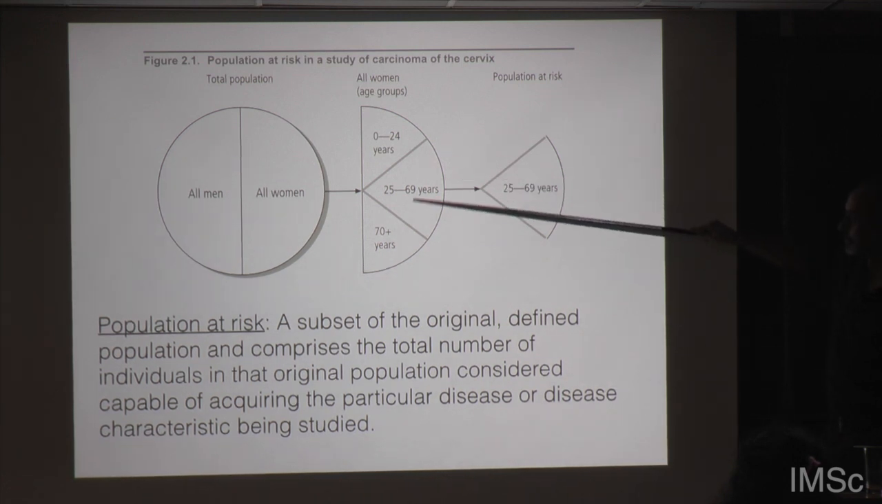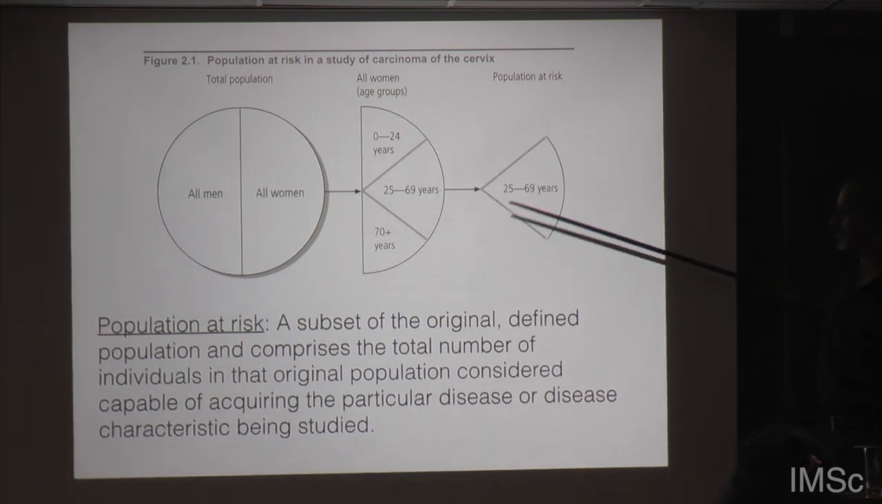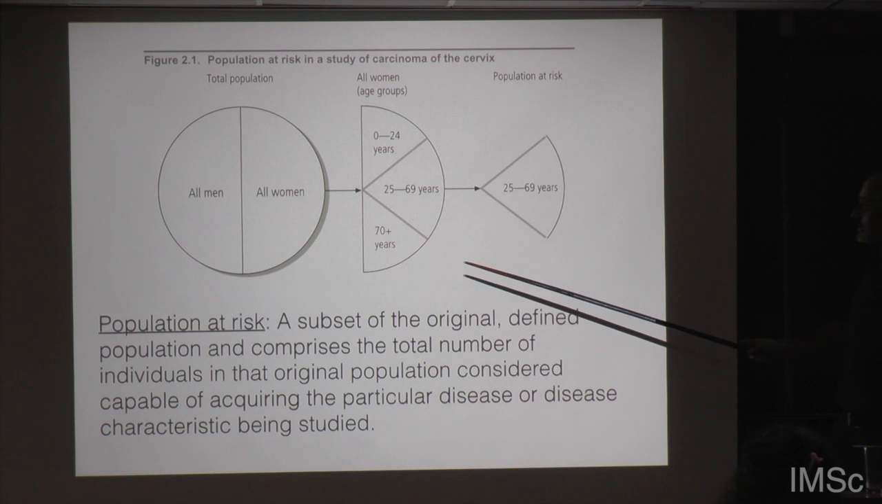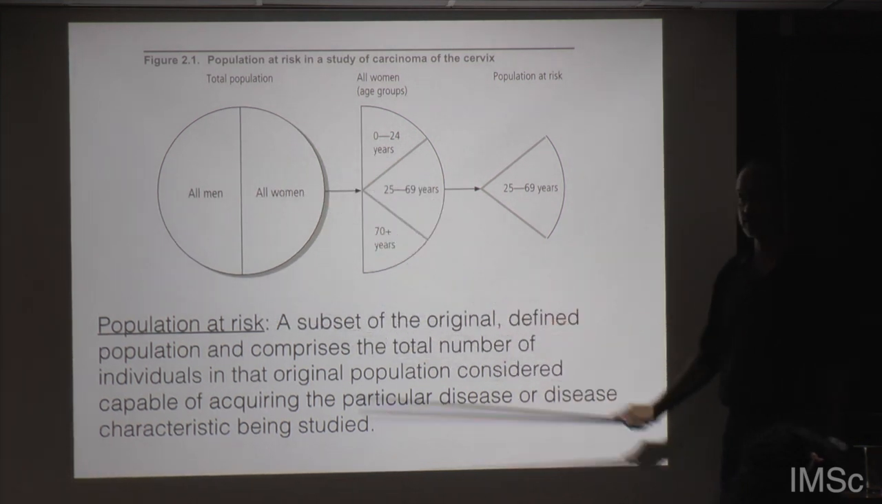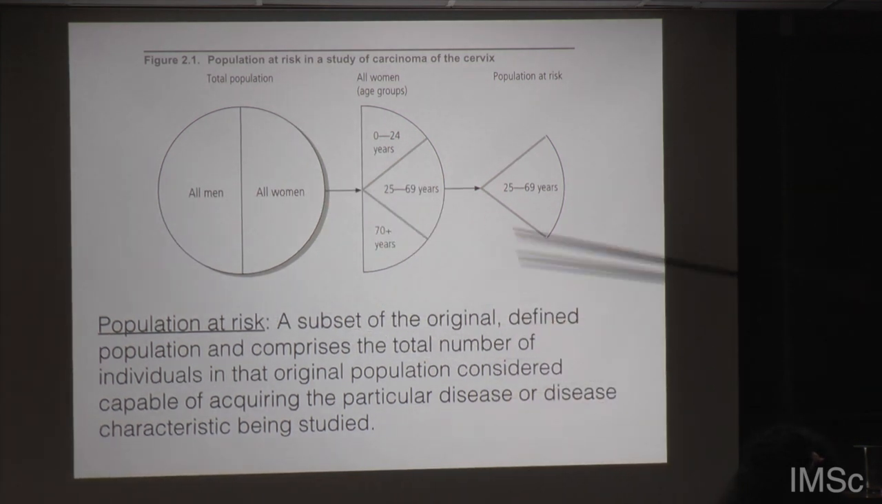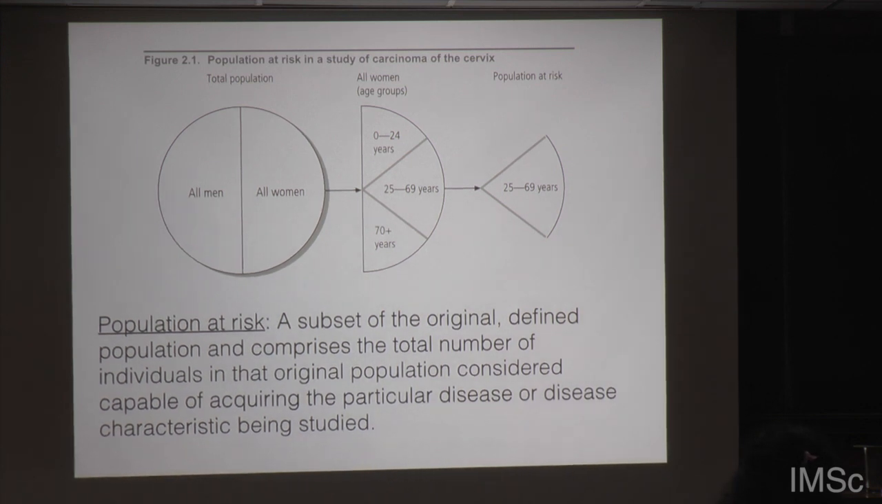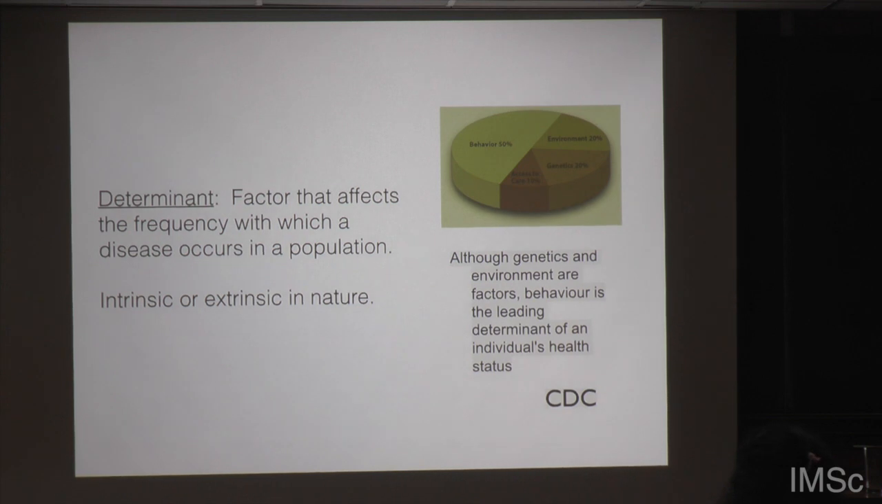Okay, it's this particular subgroup of the total population that is interesting to you from the point of view of this particular disease. Okay, there may be other diseases in which this whole circle is of importance to you. So this defines a population at risk, that fraction of the population that is capable of acquiring the particular disease or disease characteristic that you're studying.